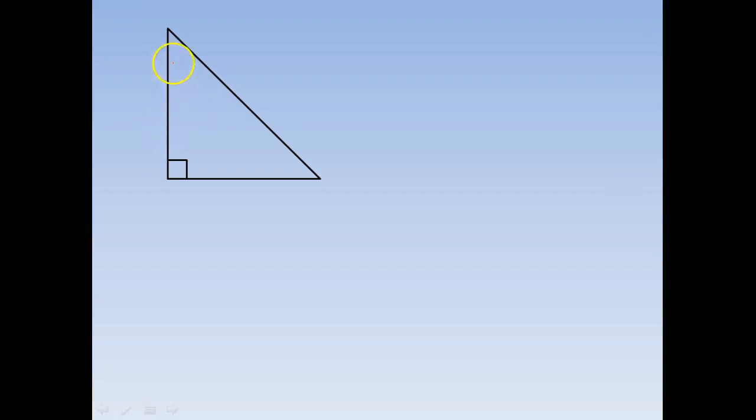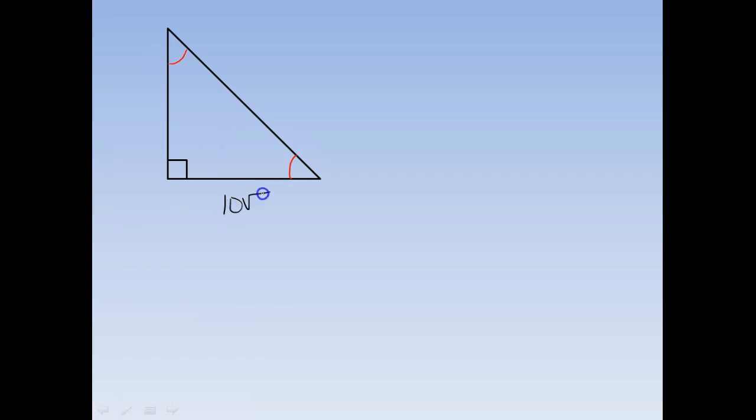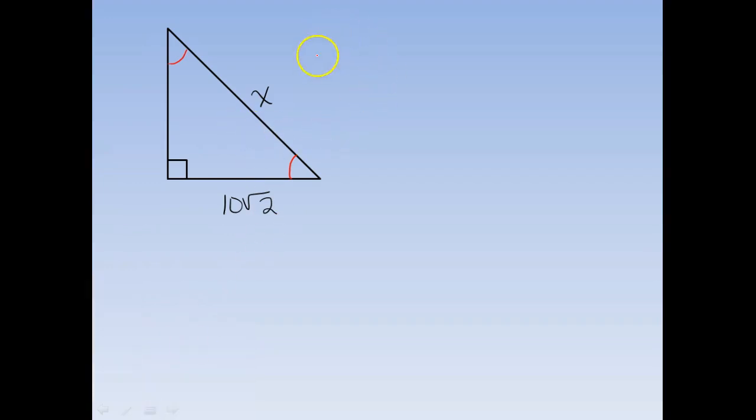Say this is a 45, 45, 90 triangle. This is just a good example. And this leg is 10 root 2. And I want you to find the hypotenuse. All right. Go ahead and write down the formulas for the 45, 45, 90 triangle.